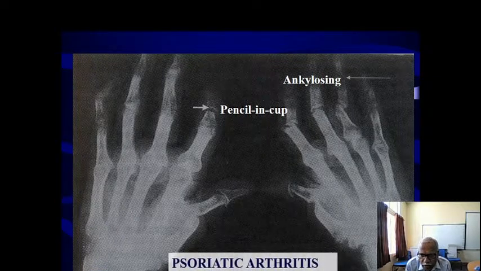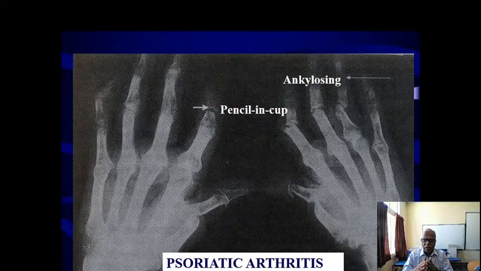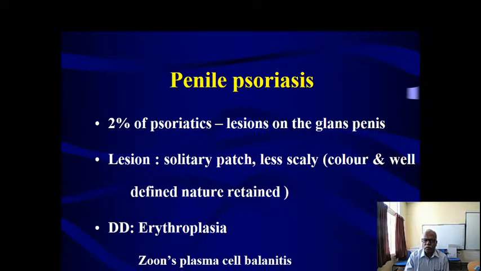And on X-ray you will notice this pencil-in-cup sign, because of that you can see the narrow arrow showing a cup-shaped deformity, and this proximal bone is like a pencil shape. It's trying to fit into the cup, it's called pencil-in-cup. And then the ankylosing also because of the synovitis and arthritis.